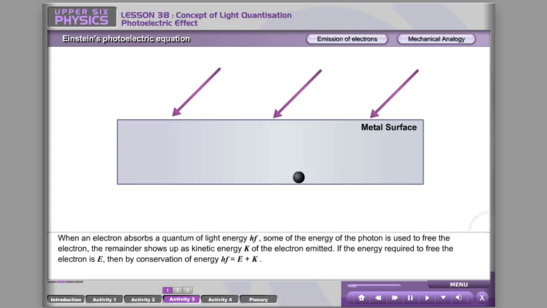When an electron absorbs a quantum of light energy, hf, some of the energy of the photon is used to free the electron. The remainder shows up as kinetic energy K of the electron emitted. If the energy required to free the electron is E, then by conservation of energy, hf equals E plus K.